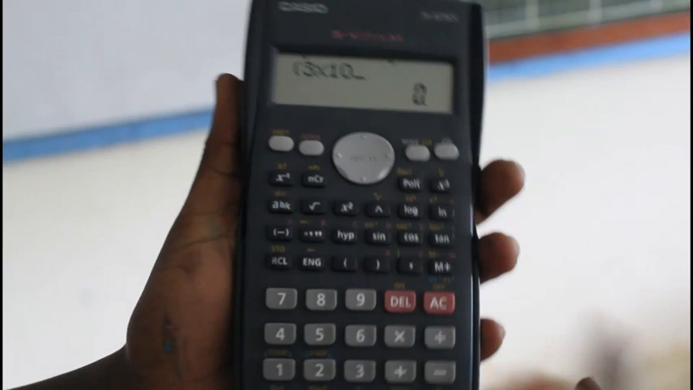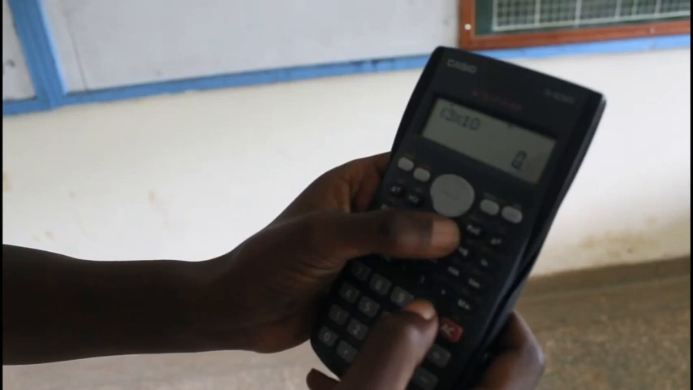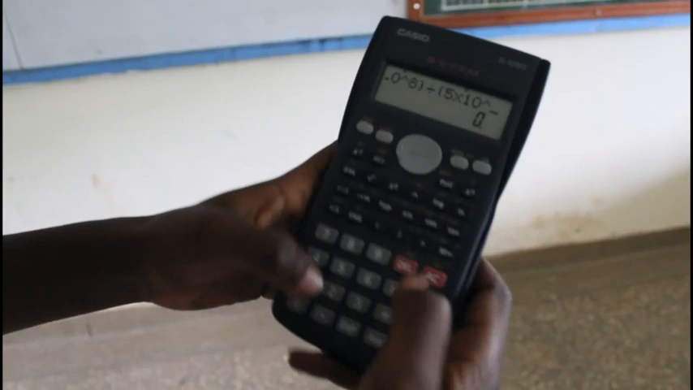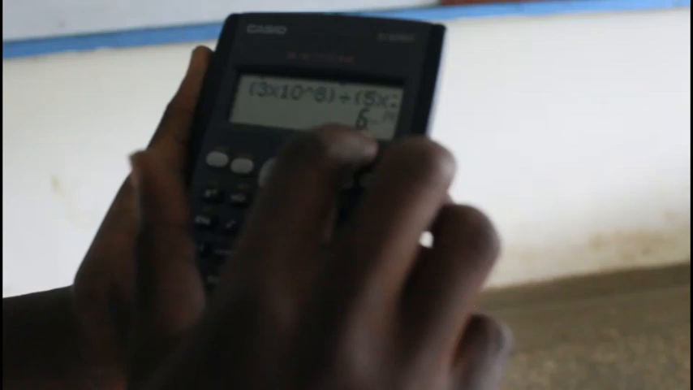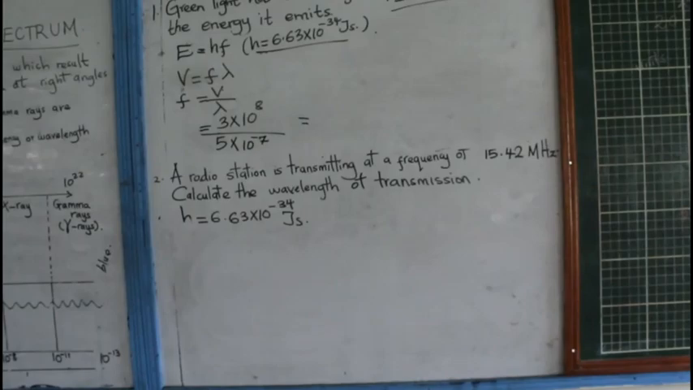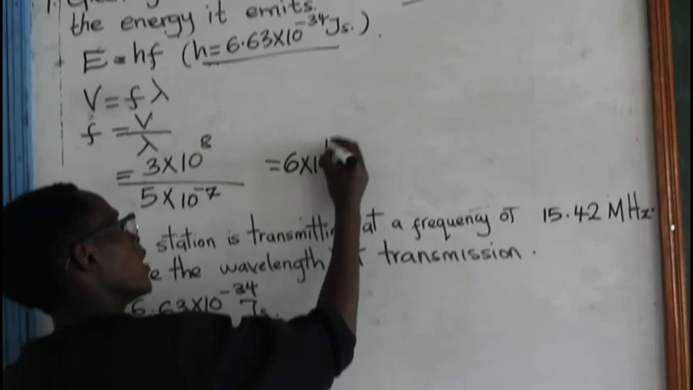So the first step, you do 3 times 10. Whenever you want to put the power, you just press this, the one that looks like a triangle without a base. 10 power 8, divided by 5 times 10 power negative 7. You'll get your answer, 6 times 10 power 14. So our frequency is 6 times 10 power 14 hertz.